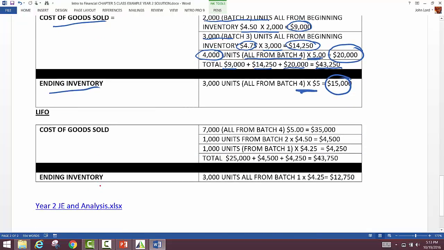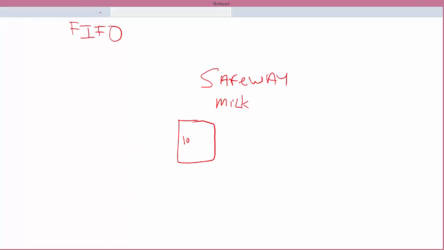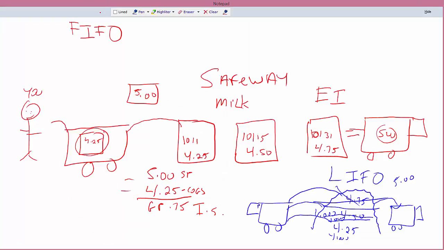If we're doing LIFO now, what do we do? We assume that we sell the stuff that we most recently got delivered, on the top of the pile, first, right? How many did we sell? 9,000. So the first 7,000 are off the top of the pile, aren't they? The next 1,000, going back to our little cartoon drawing over here, are going to be these left from that batch 2, aren't they? Right, because we're coming down. There weren't any of these.